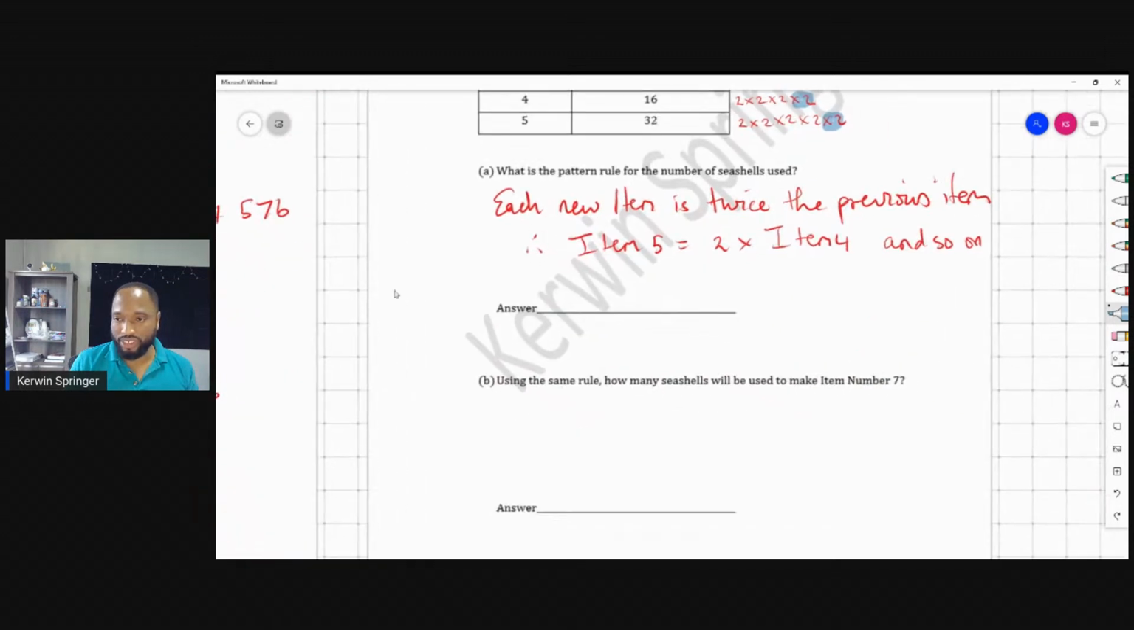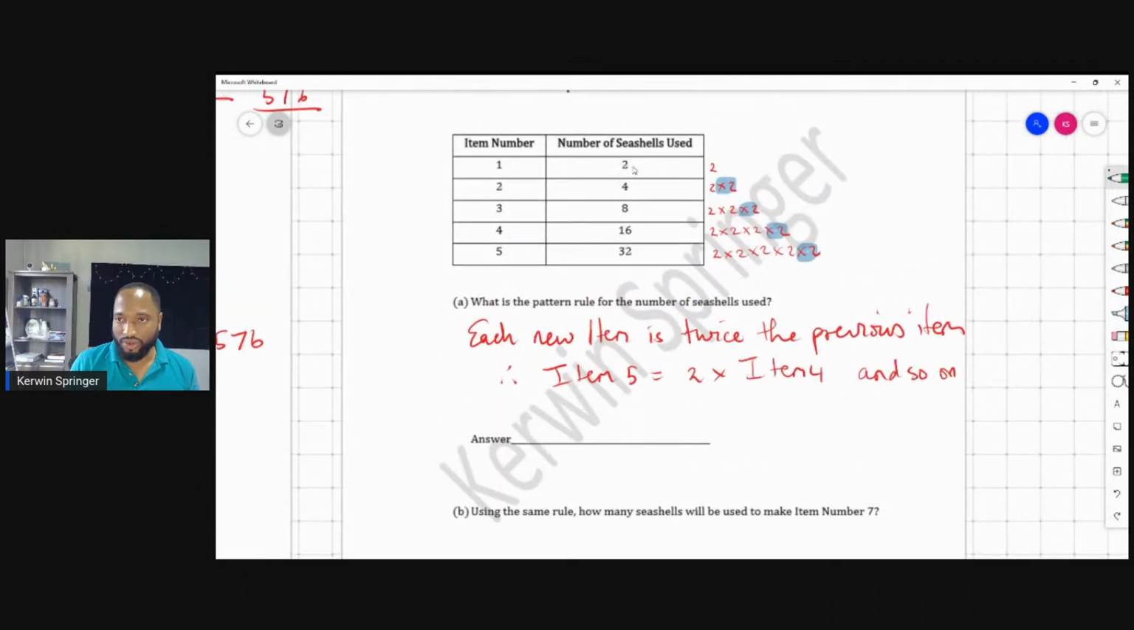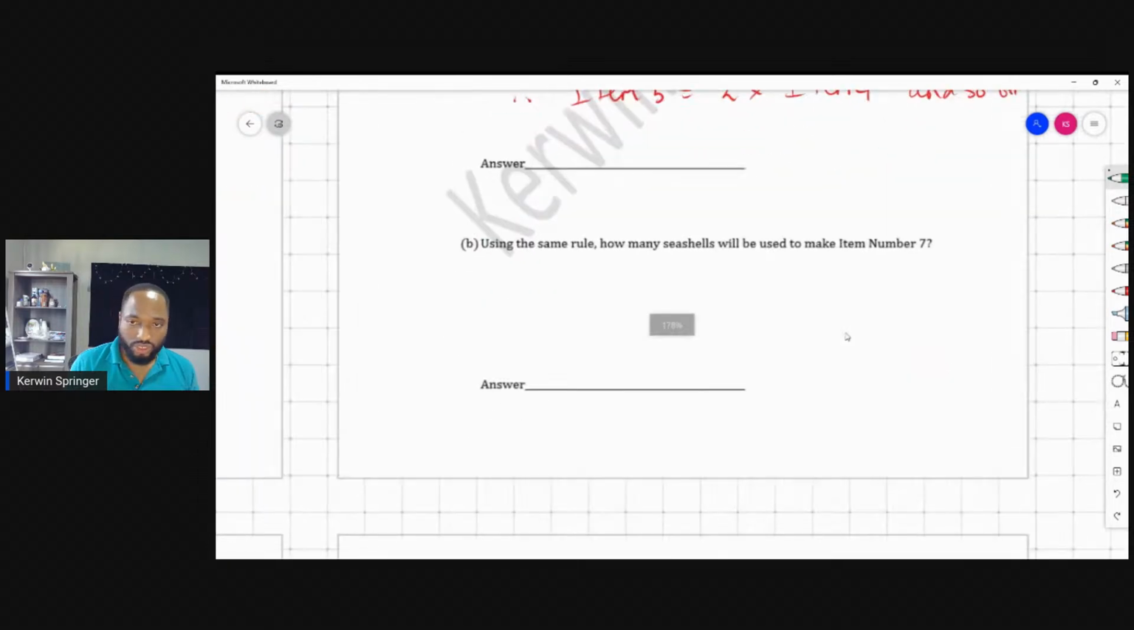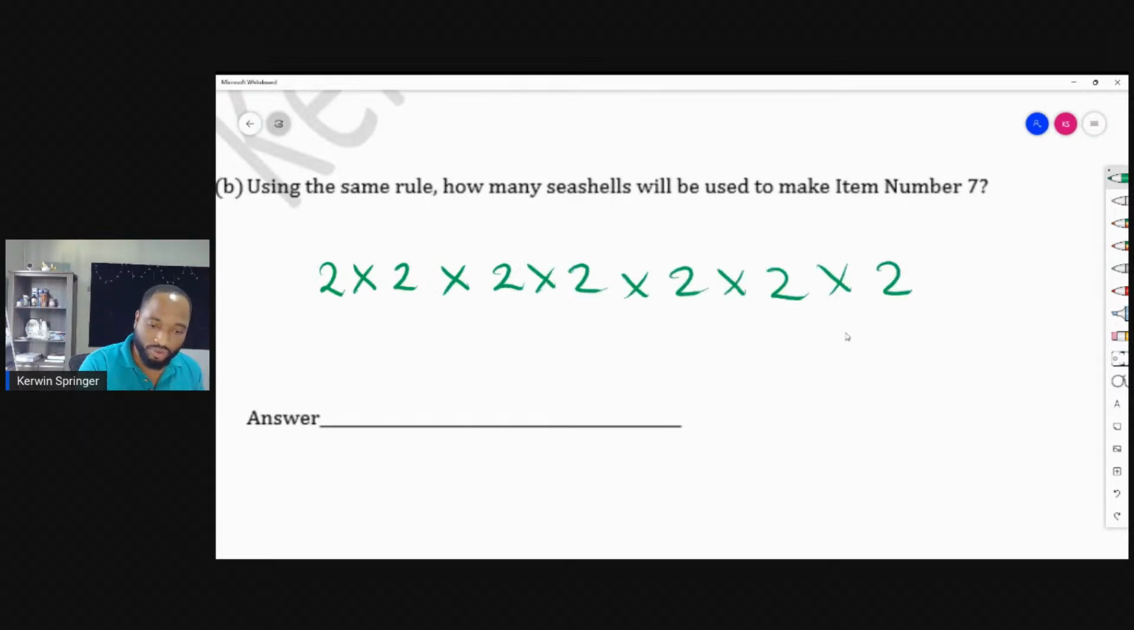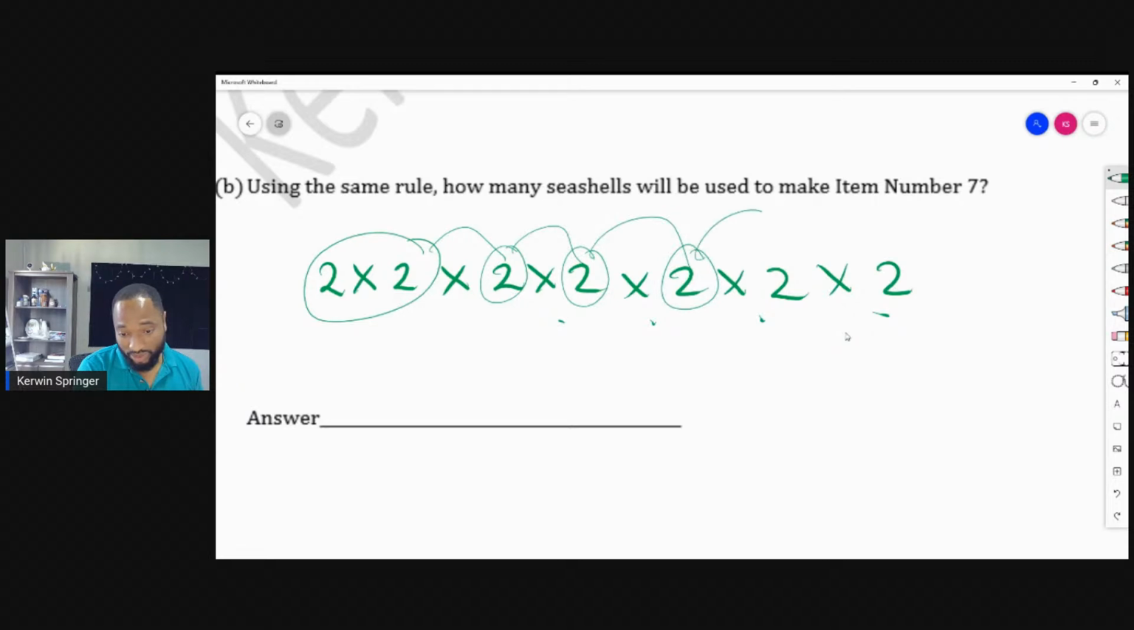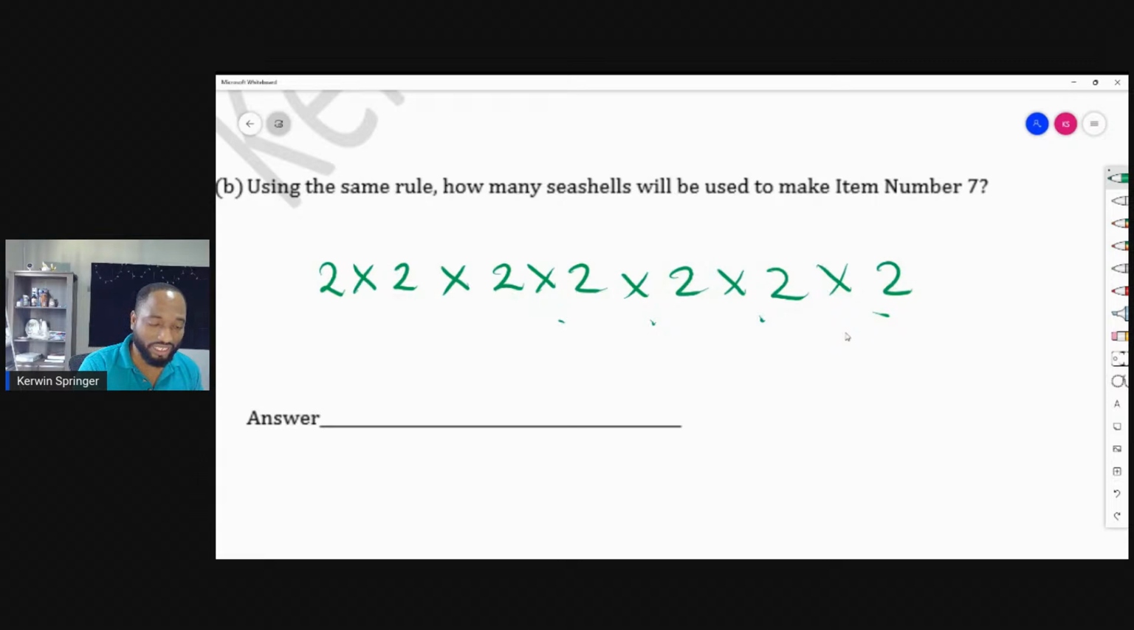Using the same rule, how many seashells will be used to make item number 7? Well, item number 7 will have how many 2's in it? Item number 7 will have 7 2's. 2 multiplied by itself 7 times. 1, 2, 3, 4, 5, 6, 7. So this is going to be 2 by 2 is 4. By 2 is 8. By 2 is 16. By 2 is 32. By 2 is 64. By 2 is 128. Those of you who got the 128 really quickly, that's good.